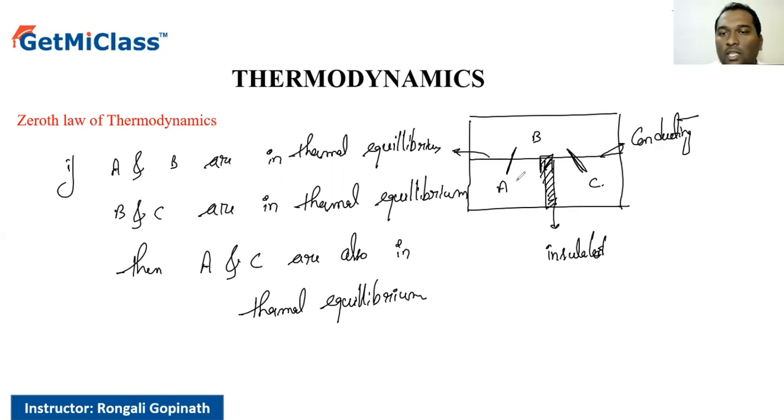Simple, right? Obviously, if the temperatures of A and B are T1 and T1, and I say that B and C are also in thermal equilibrium, so their temperatures are T1 and T1. Obviously, I can say that A and C are also in thermal equilibrium because their temperatures are also T1 and T1. This is called the zeroth law of thermodynamics. Clear?